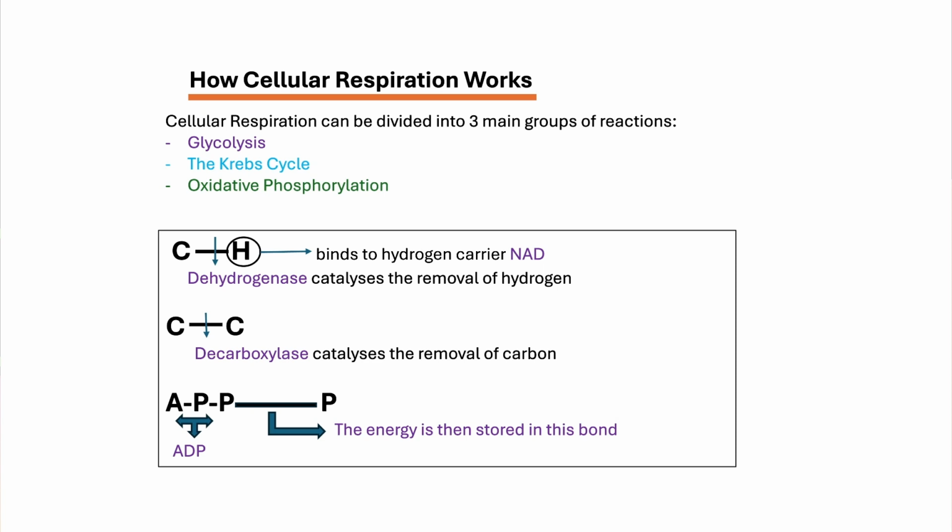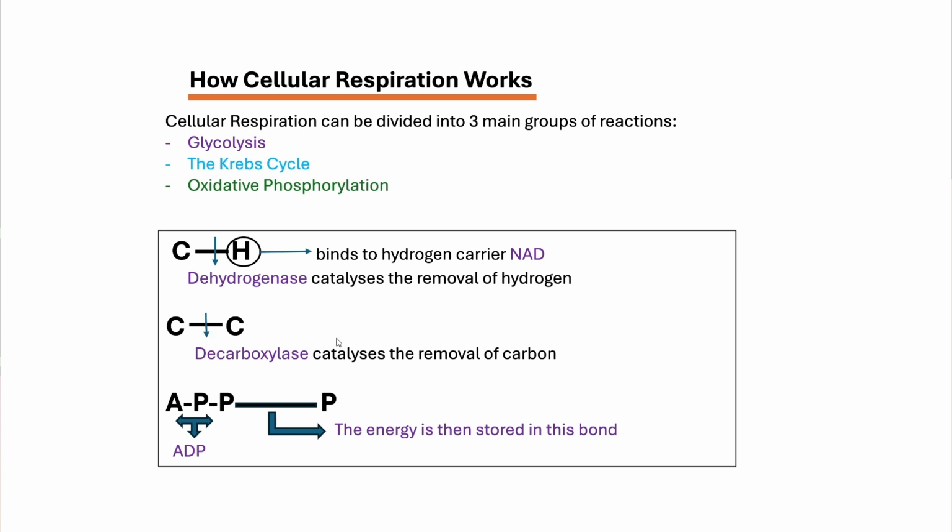Dehydrogenase is an enzyme that catalyzes the removal of hydrogen. It speeds up the reaction between the hydrogen and the carbon so that when it breaks the bond and the hydrogen is broken off from the carbon, it now binds to the hydrogen carrier called NAD, nicotinamide adenine dinucleotide. And then here we have two carbons bonded to each other.